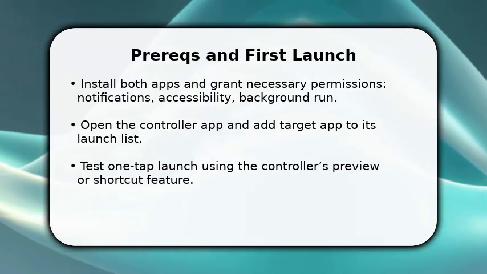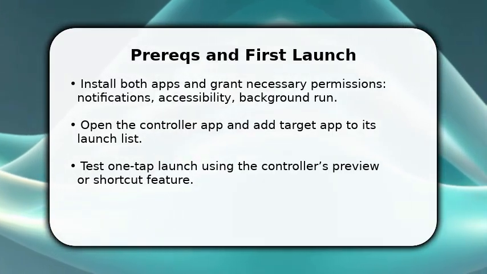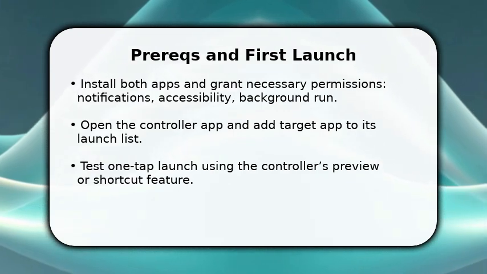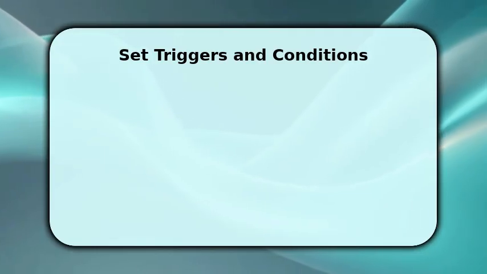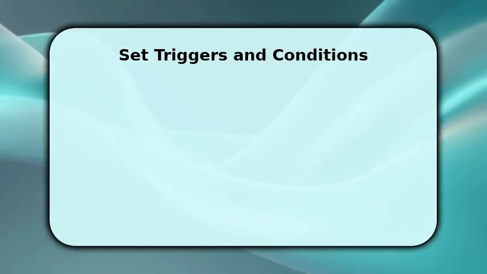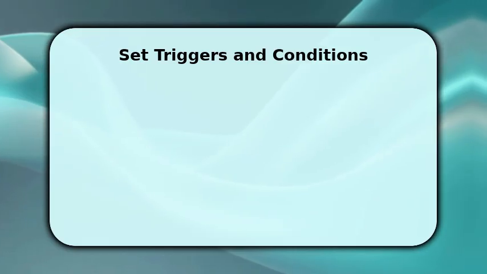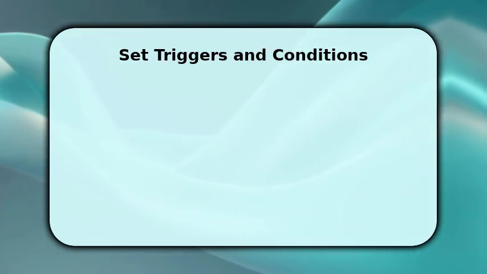Make sure the controller's background service is enabled so the shortcut will work reliably. Next, you configure how and when the controller will fire the target app. Select a trigger, gesture, widget tap, schedule, or automation rule, and link it to the previously created shortcut.